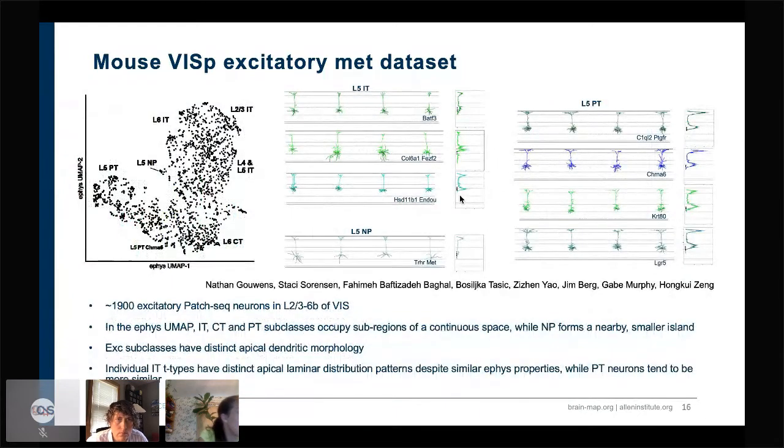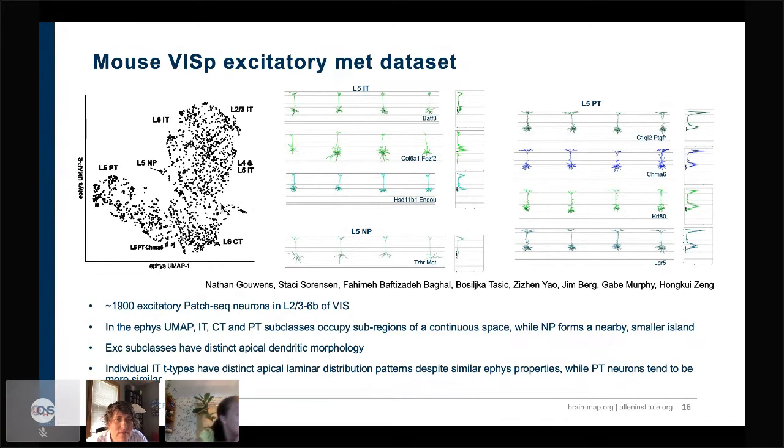Again, I'm having some formatting problems here where I have a UMAP that should be showing a T-types color-coded by their T-type color, but it didn't. It's not showing up here.